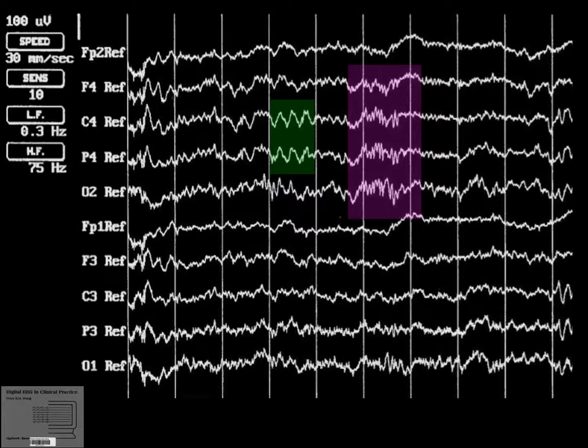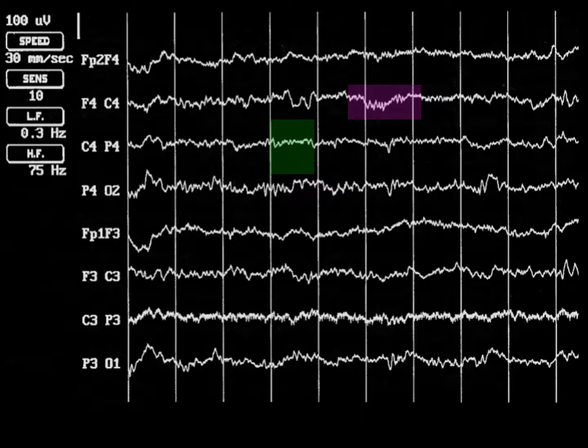In this frame, you can see some actual examples. In this recording, using A1 and A2 electrodes combined as common reference, we can see the slow wave activity from C4 and P4 and fast wave from C4, F4, P4, and O2 electrodes.